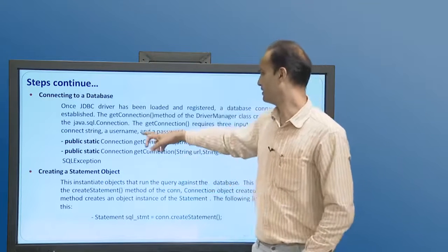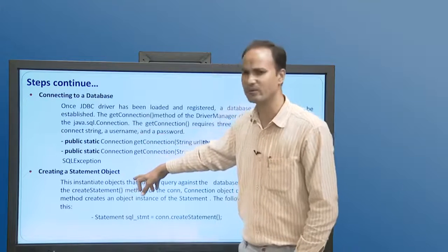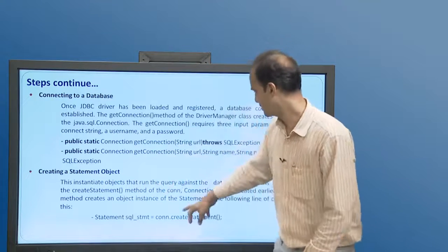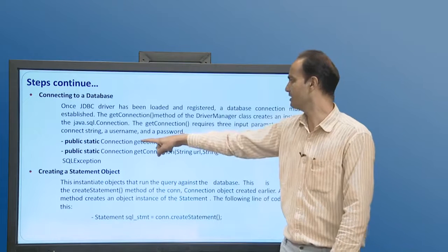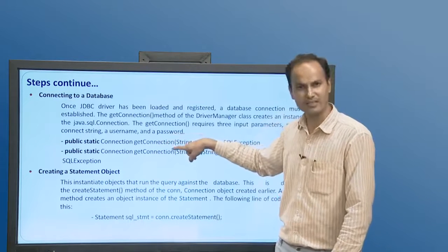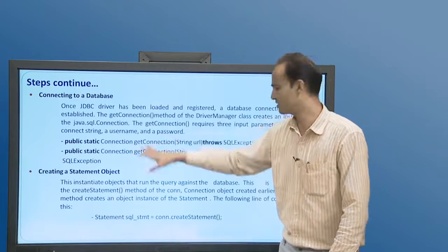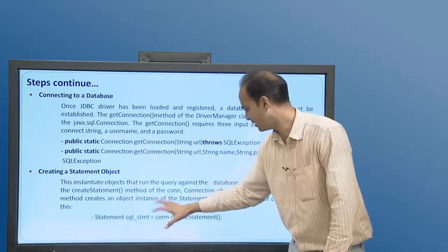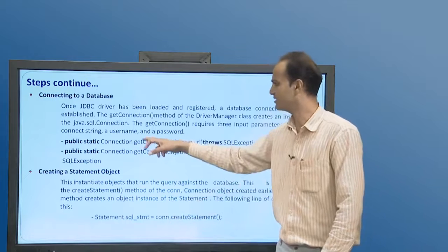Once the Connection interface instance is there, we will create a Statement object using the connection. See here, conn is the instance that has been returned from this getConnection method execution. Once this method executes, it returns the connection instance. Right now we have mentioned it as conn, but it is a Connection instance.